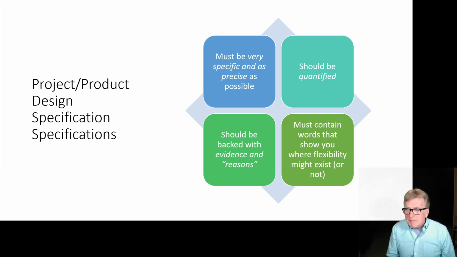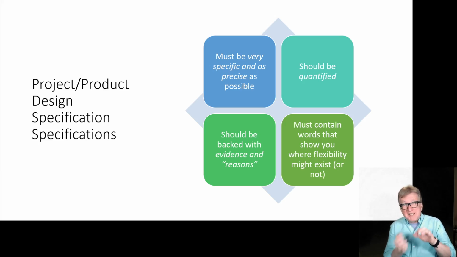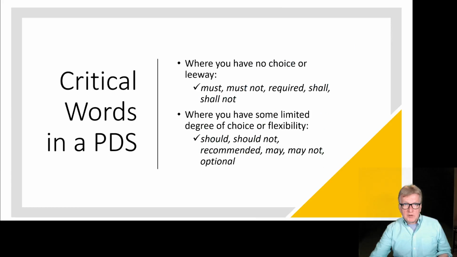And then the final thing, and I mentioned this earlier, they have to contain words that show the things that are absolutely required and things that might be optional, because it's those optional things where you might have some additional flexibility. You might be able to make some choices that are a little bit different. And those might also be the areas where you can display a little bit more of your innovation and a little bit more of your creativity. So we're talking about these critical words in a product design specification. The words where you don't have any choice are things like must not, required, shall not.